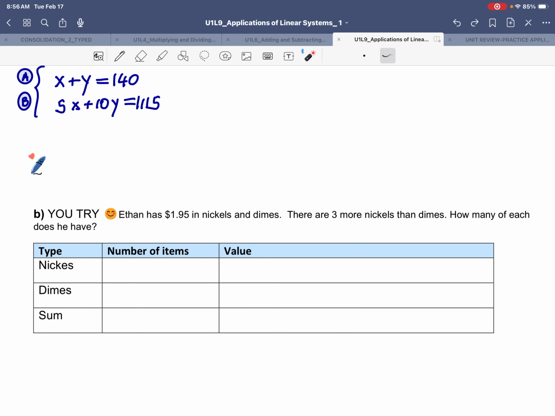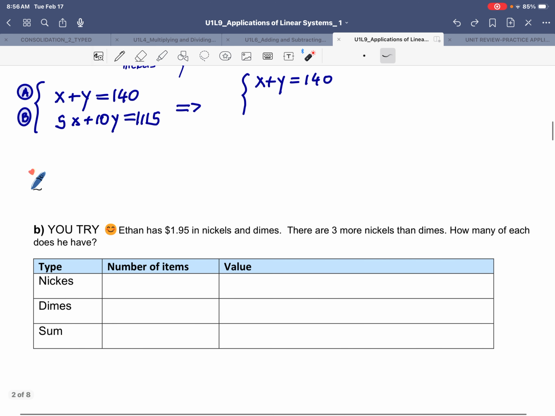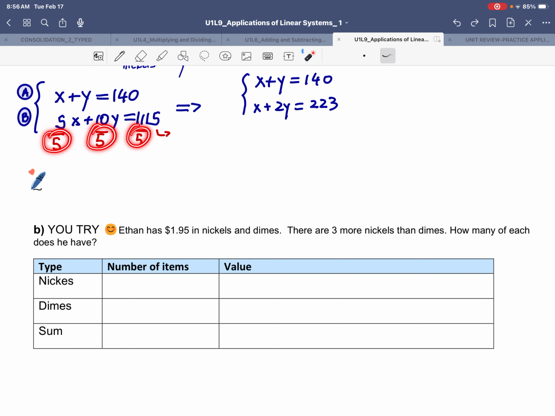Whenever you have coefficients that are kind of large, check and see if you can reduce the coefficients if possible. It makes solving the system a lot easier and a lot shorter, which saves not only time but opportunities to make mistakes, because longer solutions mean more opportunities for error. So we're going to rewrite the system as x plus y equals 140, and we're going to divide by 5 in every term to get 5x over 5, x, 10y over 5, 2y, and 1,115 over 5, 223.